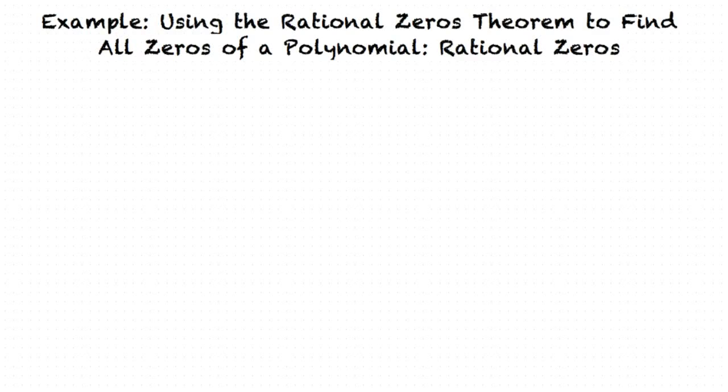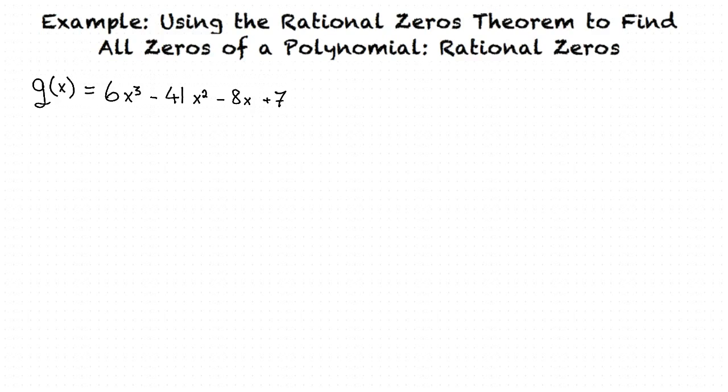This is an example video for the topic using the rational zeros theorem to find all zeros of a polynomial. Let's say we're given this polynomial. We are given that it has at least one rational zero and asked to find all zeros of the function.